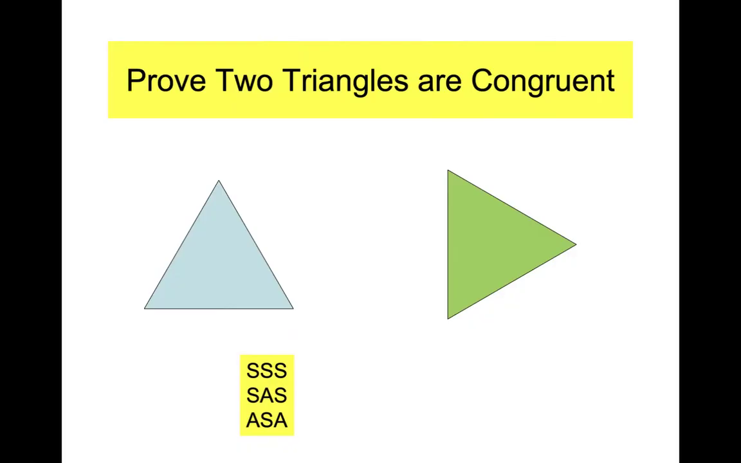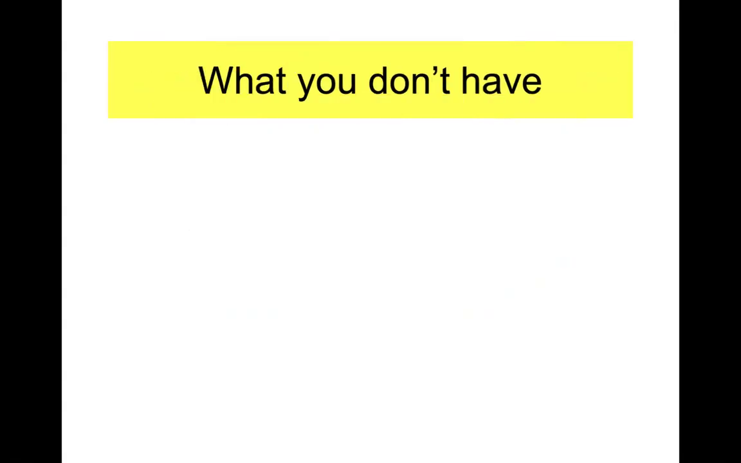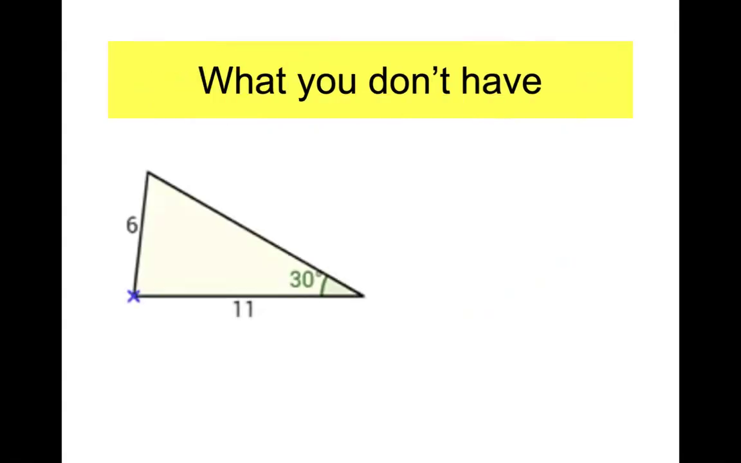If the left one is SSS, in order to conclude that the two triangles are congruent, then the right one must be SSS. If the left one is SAS, then the right one has to be SAS. If the left one is ASA, then the right one has to be ASA. And lastly, there are a few combinations of A's and S's that we don't have. Remember, we do not have ASS, and let me show you why.